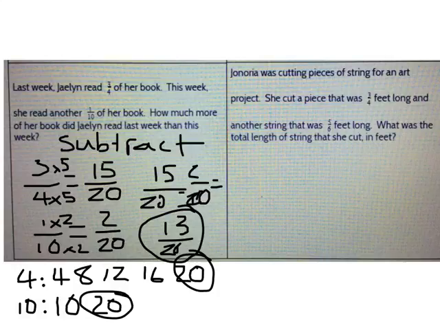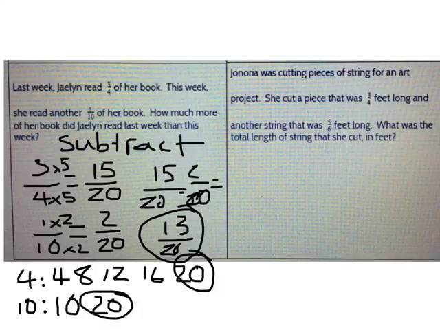The correct answer is Jalen read 13/20 more of her book last week than this week. The least common denominator is 20. 3/4 equals 15/20. 1/10 equals 2/20. When I subtract, the result is 13/20.